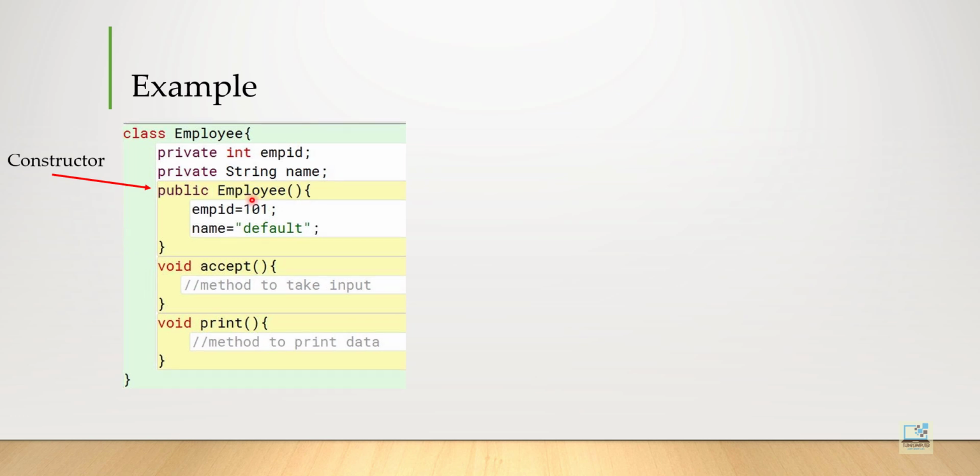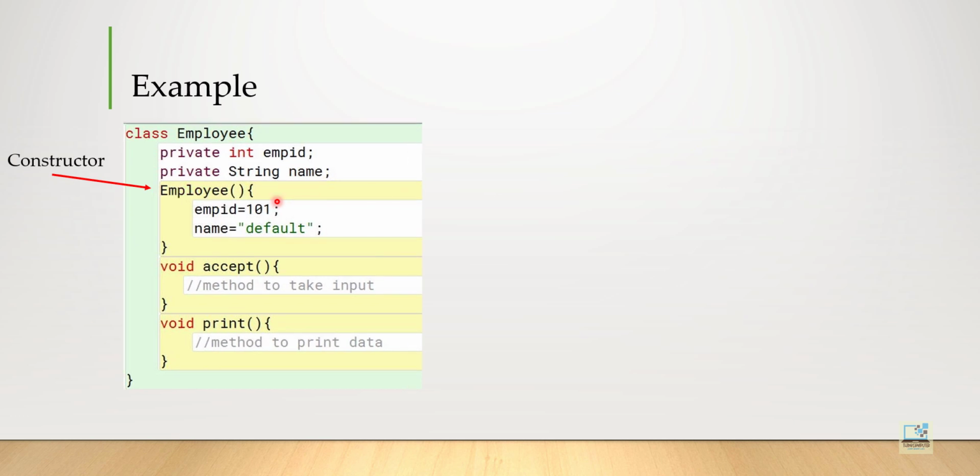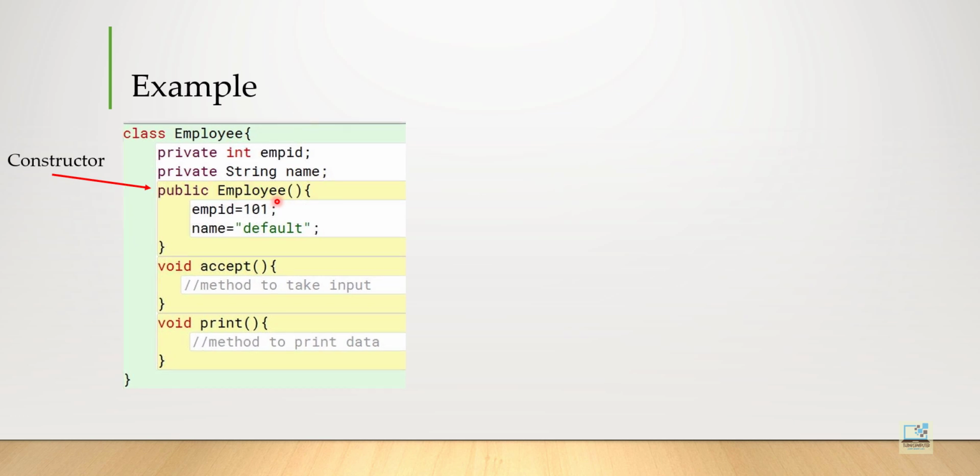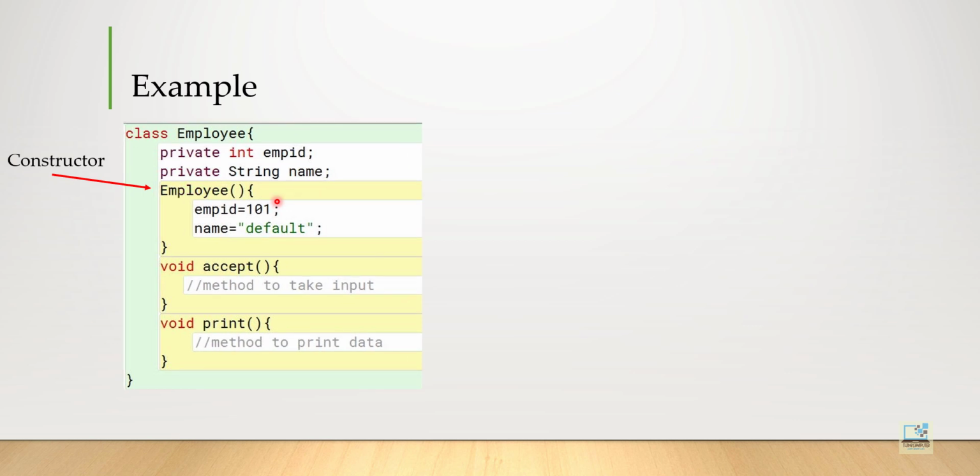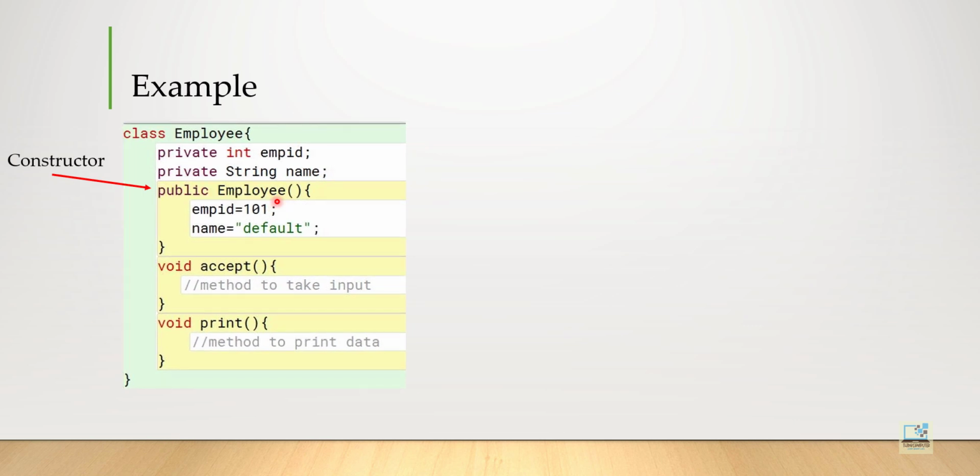Now I have another slide. Did you notice any difference between this and this? The difference is, in this one I have written public before the constructor name. In this one I have declared the constructor without any access specifier. So both will work fine, no problem.